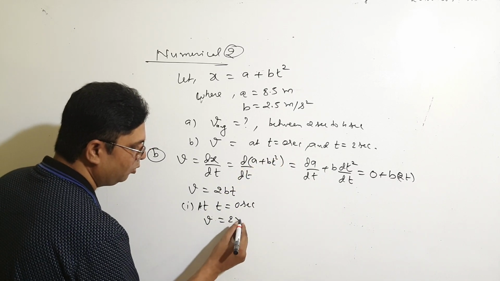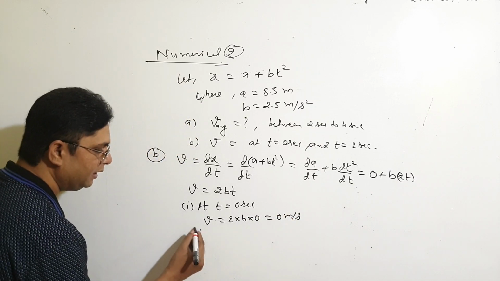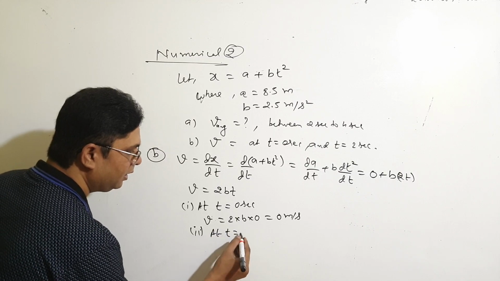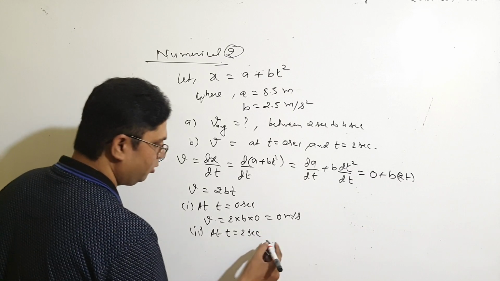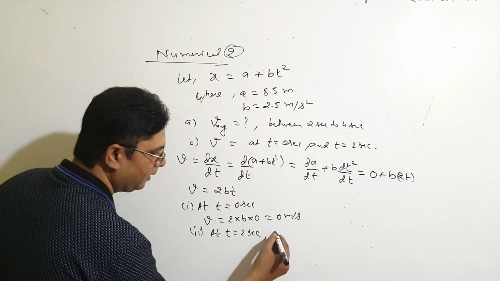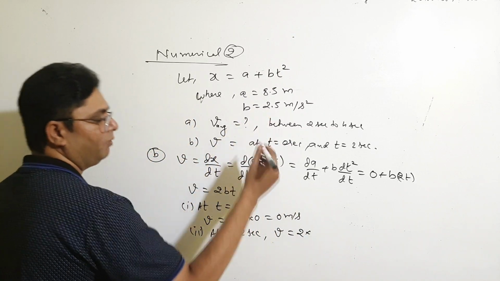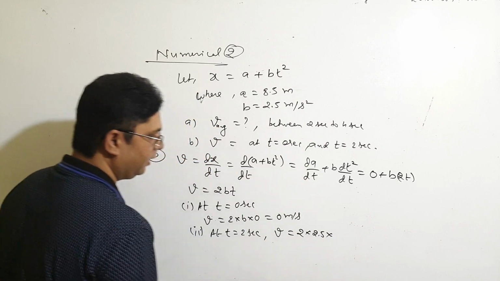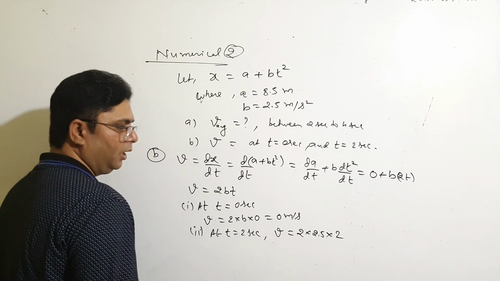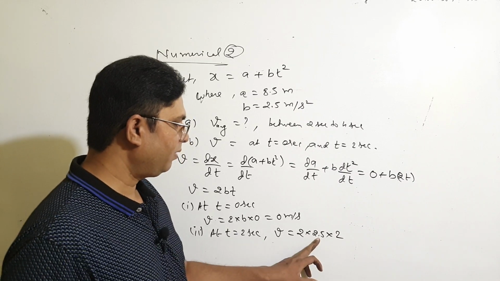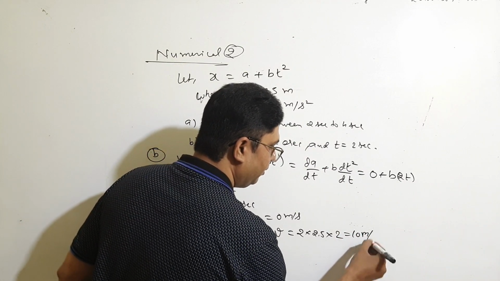Part 1, at t equals 0 second, v is equal to 2 into b into 0, which is equal to 0 meter per second. Part 2, at t equals 2 second, v is equal to 2bt. What is b? b is 2.5 again. And t is 2 second here. So 2.5 into 2 is 5 and 5 into 2 is 10. So this is 10 meter per second.